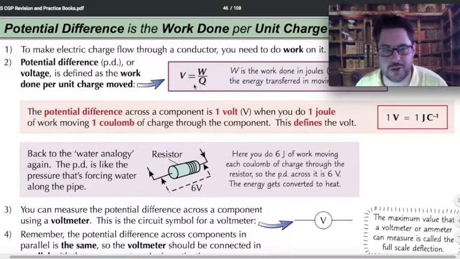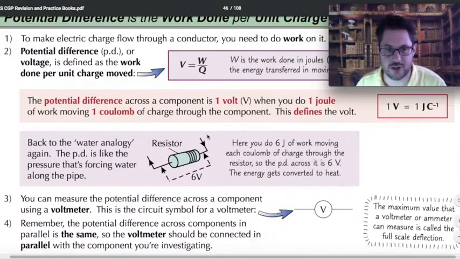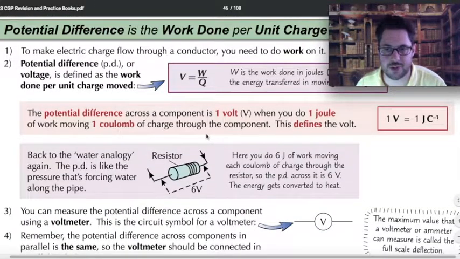We can also have this as V equals E over Q, which would be energy transferred. In the case of EMF, where a battery is providing energy to the circuit, providing energy to the charge carriers, then it's energy transferred. Work done, also that would be work done in providing energy to those charge carriers. So V equals W over Q.